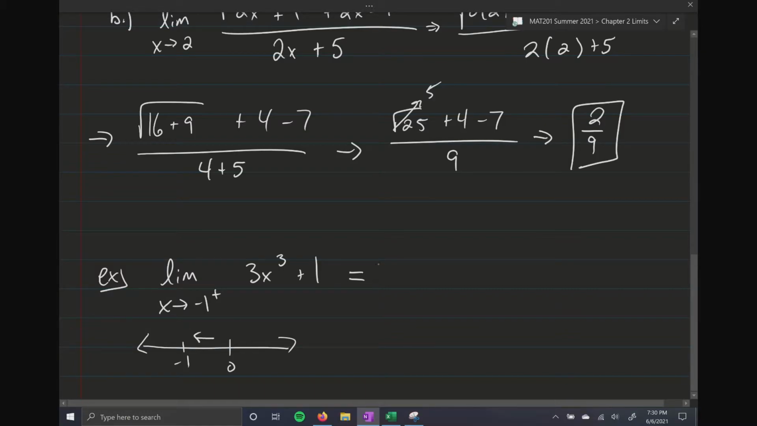So what I'm going to do is choose a value, like I said, to the right of -1. Let's just call it negative 0.99. Now, the easiest thing to do here is just get out a calculator. So let me get out my calculator here.